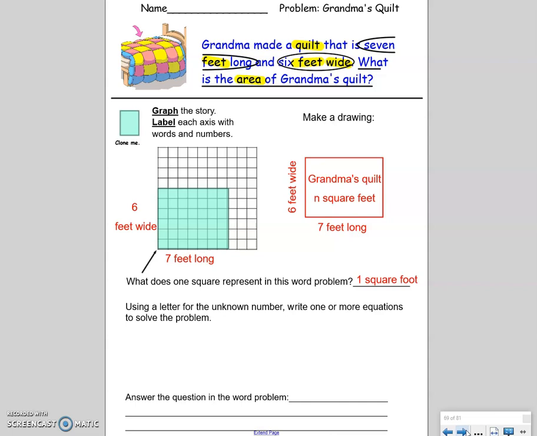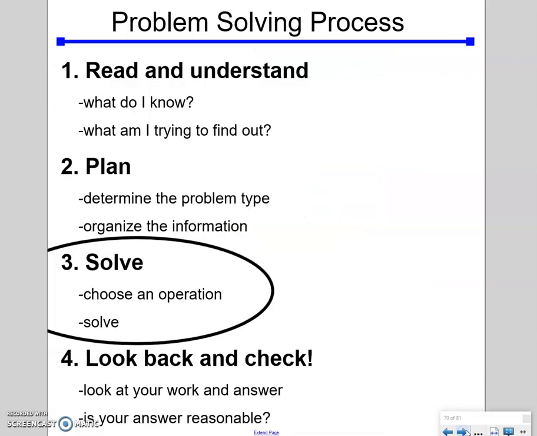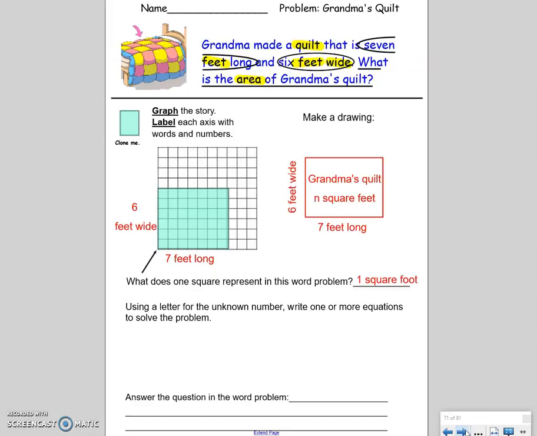Now that we've read and understood and planned this problem, we're ready to move on to step 3, solving. We're going to choose an operation and solve. We know that this is an area story problem and that the rectangular object, the quilt, is 7 feet long and 6 feet wide. What operation will we use? Will we add, subtract, or multiply to solve this problem?